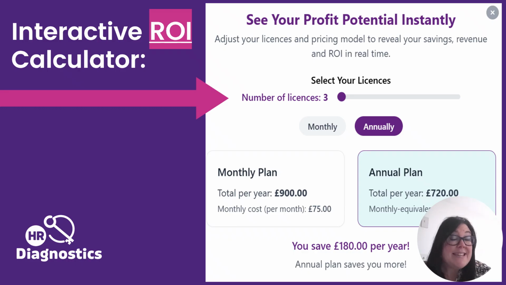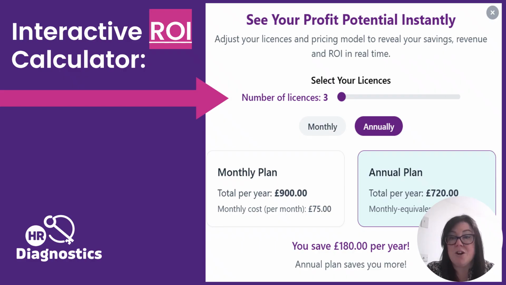So this is the interactive ROI calculator, which is on the website. It lets you model your consultancy in seconds. You can toggle between the monthly and the annual based subscriptions. Adjust the number of licenses, so there's cost saving efficiencies the more licenses you purchase. And you can immediately see the impact in terms of not just the cost to you, but the revenue that you could generate and the profit you could make and the ROI in real time.